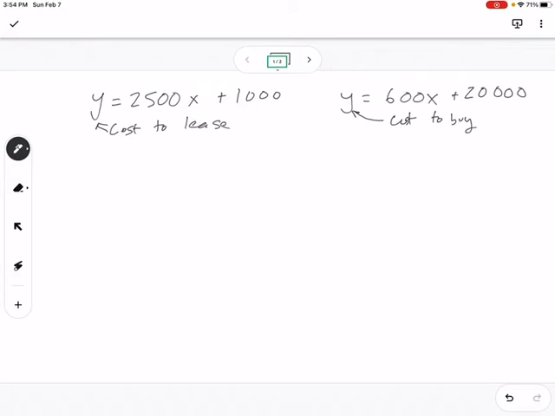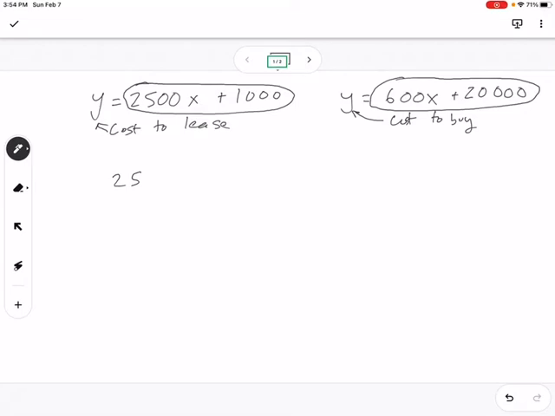And so here's the idea. This that I'm circling here is the expression that would give us the cost to lease depending on what value of x we put in. And this is the expression that we would put in, that would give us the cost to buy depending on what value of x we put in. And we want to know when those two expressions are the same, what value of x will lead to those expressions being the same. And anytime you want two things to be the same in math, well, you can make them the same by putting an equal sign between them.